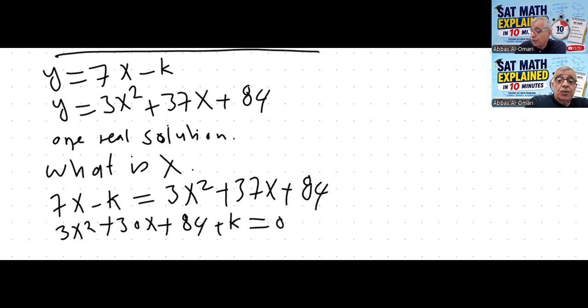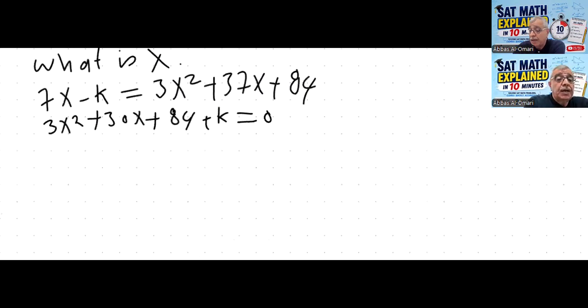So this is a quadratic equation, and we want to find the solution. Now, the question gives us an important piece of information, which says that there's only one real solution for this equation. Now, one real solution means that the discriminant is 0. Now, the discriminant is defined as b squared minus 4ac.